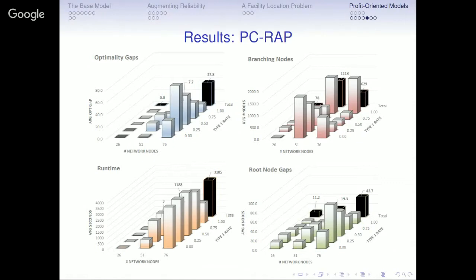And for the branching nodes, we see that there's a lot of branching done on the outside, less branching in the middle, because maybe the linear relaxation is also harder to solve. And the runtimes, it's clear that the runtimes are getting higher the harder the problems are. And the root node gaps show a similar picture as the optimality gaps. So here, it looks kind of consistent.